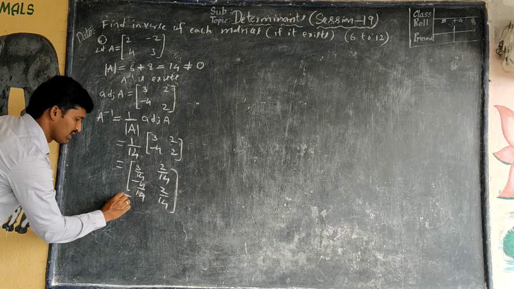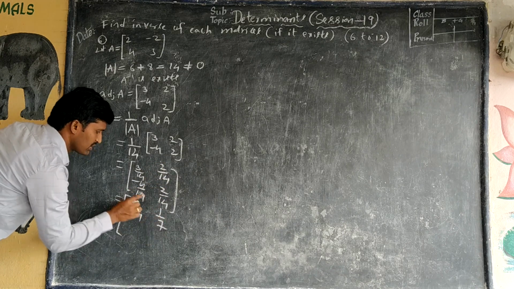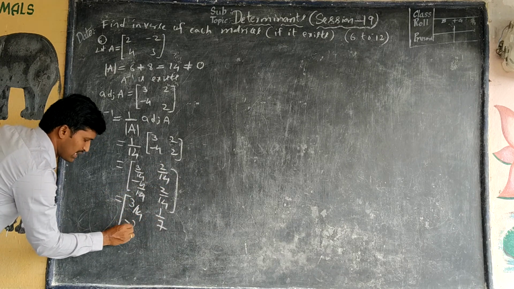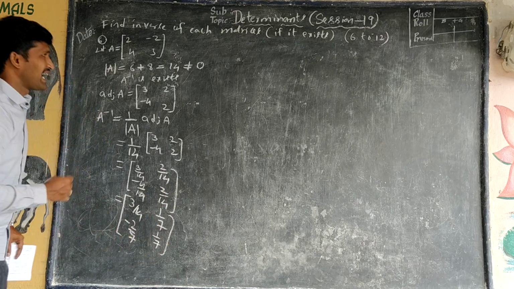If we simplify this, what will you get? 3 by 14; 2 1s are 2, 7 2s are 14, so 1 by 7; 2 2s are 4, so minus 2 by 7; 2 1s are 2, 7 2s are 14, so 1 by 7. This is the A inverse matrix.